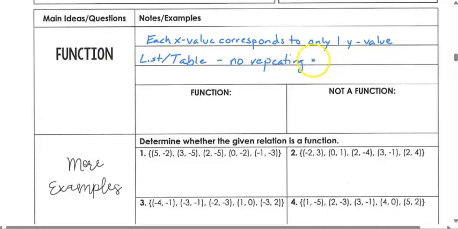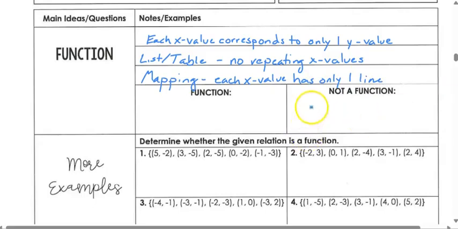Okay, if that same x value is listed twice in my list, then that would make that relation not a function. And in a mapping, what we're looking for is each x value has only one line coming out of it. Okay, so let's look through some examples.